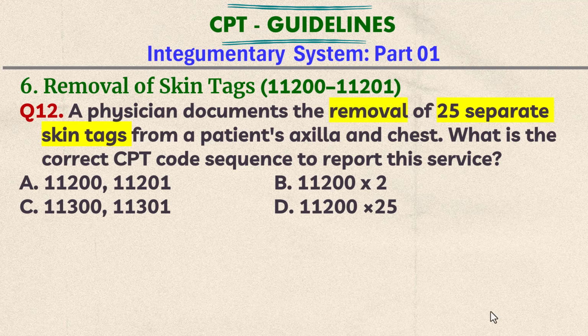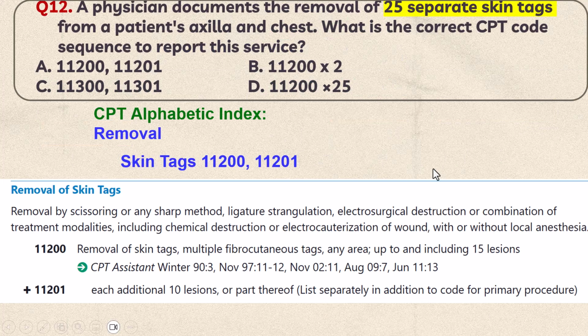So if you are using the CPT alphabetic index, first you have to search for the term removal, then go to the subterm skin tags. It will lead you to the codes 11200 and 11201. So when you read the description, 11200 is removal of skin tags, multiple fibrocutaneous tags, any area, up to and including 15 lesions. 11201 is each additional 10 lesions.